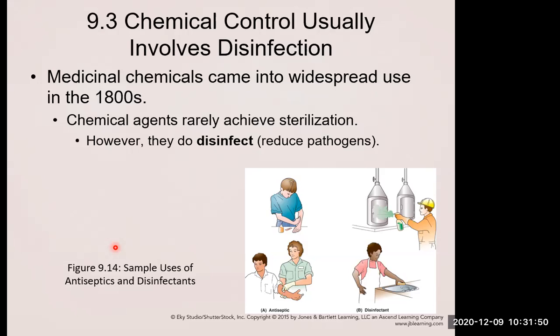70% is generally what I've seen. We're going to talk about alcohols at the end. 70% is going to be the most effective concentration of alcohol. So if we use something to eliminate or reduce microbes on a living surface, like our skin, we're going to call it an antiseptic.